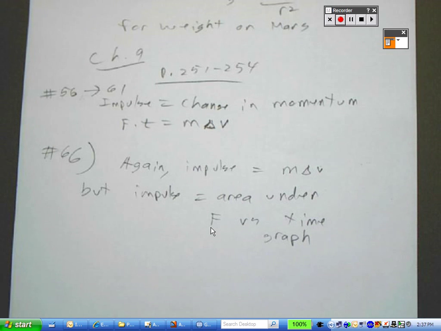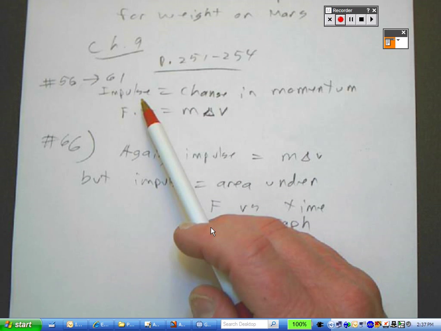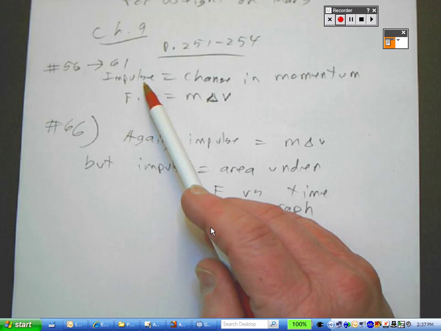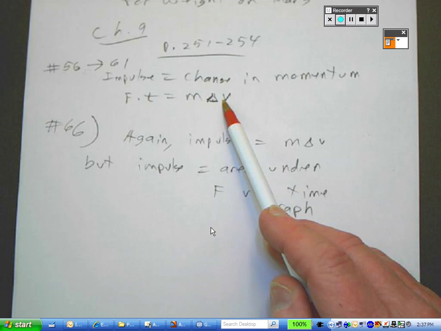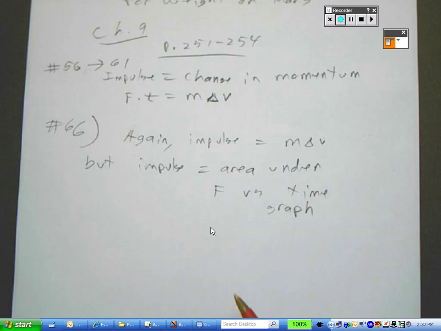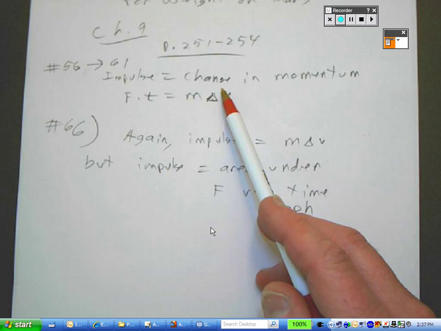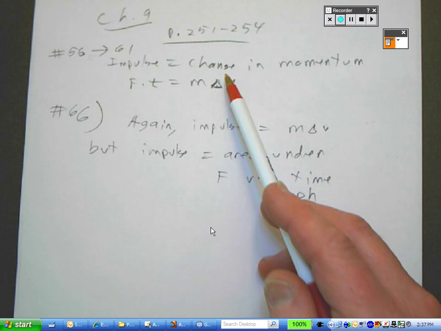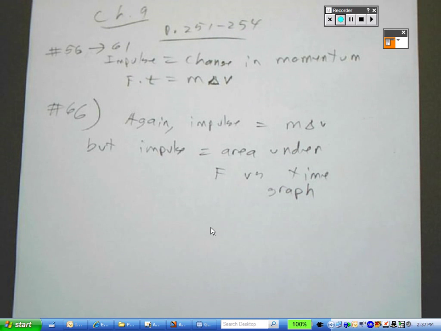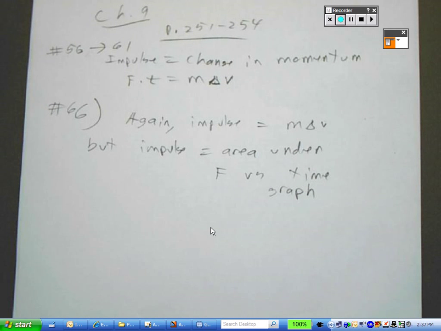You're starting to get the impression that we use this a lot in sports. Impulse is force times time. Change in momentum is m delta v. This is what you use for 56 through 61. All those ones in there. That's what you use. Number 66 is the same exact thing.